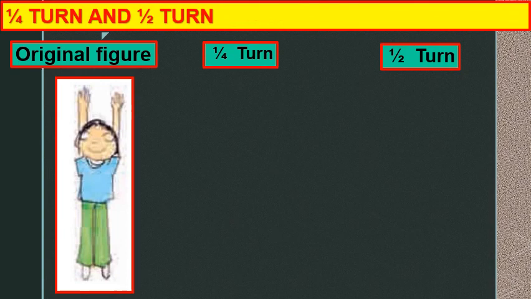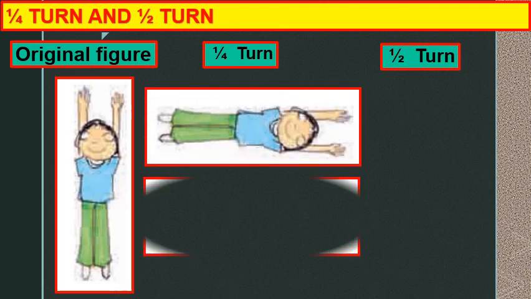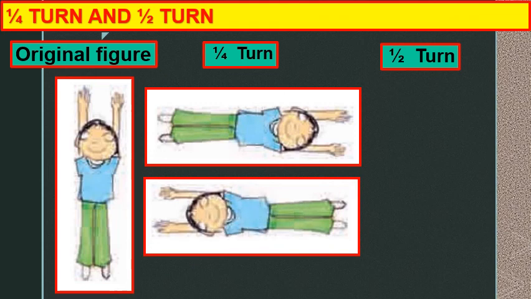Children, we have learnt what is 1/4 turn and what is a half turn. So let's revise again. The first figure is the original one with the boy's both hands pointing upwards. Now here the boy takes 1/4 turn with both hands pointing either on the right side or on the left side.